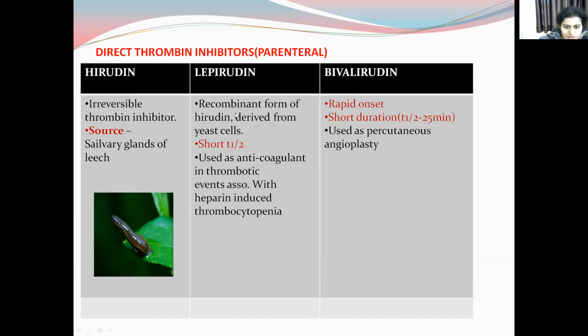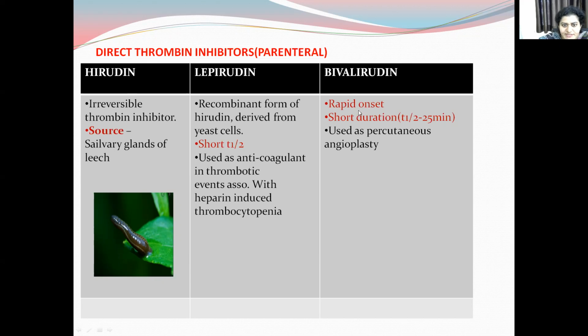So what is the use of this drug? It is used as an anticoagulant in thrombotic events associated with heparin-induced thrombocytopenia. As we all know, heparin is a parenteral anticoagulant, but the main side effect of heparin is that it has antiplatelet action, and because of that it causes thrombocytopenia. So whenever the patient has heparin-induced thrombocytopenia, in that case lepirudin can be used as an anticoagulant.